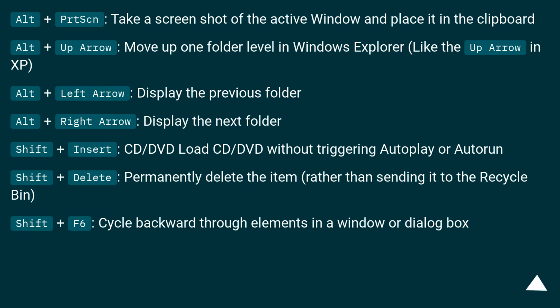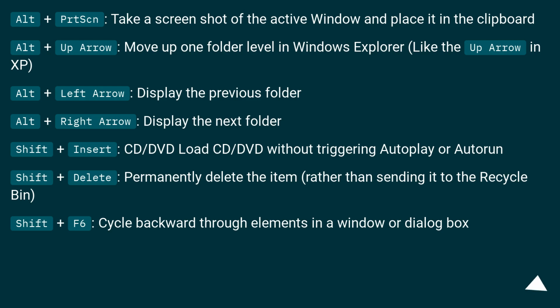Alt plus up arrow, move up one folder level in Windows Explorer, like the up arrow in XP. Alt plus left arrow, display the previous folder. Alt plus right arrow, display the next folder. Shift plus insert CD/DVD, load CD/DVD without triggering autoplay or autorun. Shift plus delete, permanently delete the item rather than sending it to the recycle bin.